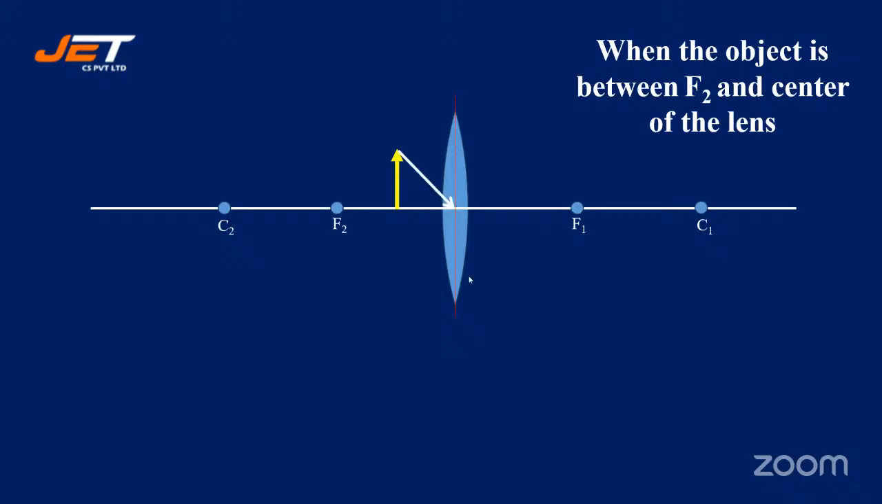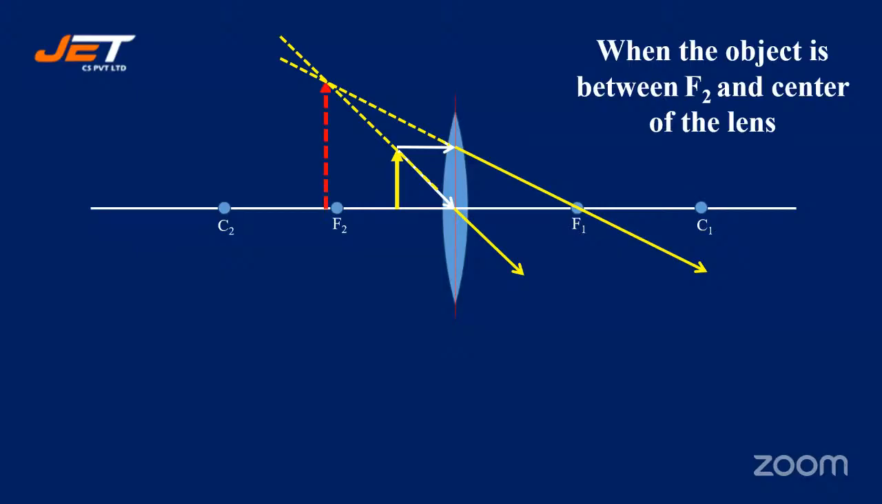So this is how it goes. A ray passing through the optic center goes undeviated. A ray parallel to the principal axis will go through F1. When I extend these rays backward, this way, with dotted lines, the image is shown somewhere here. It's shown as a dotted arrow because it's a virtual image.